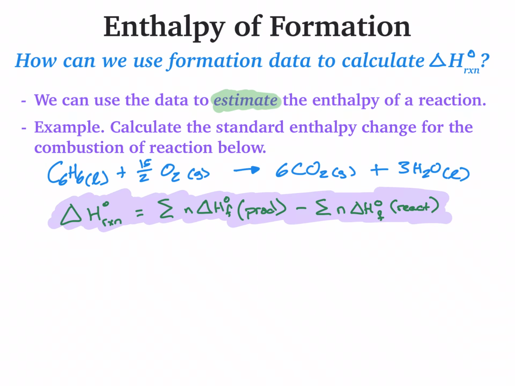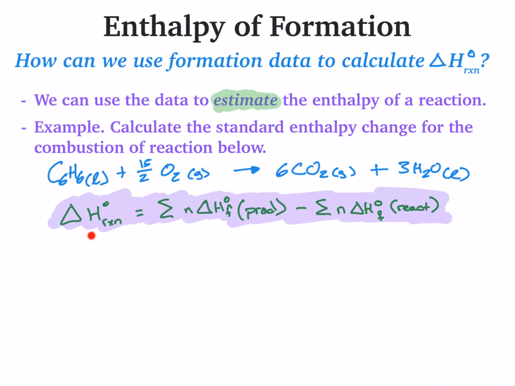So I mentioned that we could use this formation data to calculate the enthalpy of reaction overall. And it is a really, really good estimate for us. To do so, we use this rather ugly looking equation. So let's say we had this reaction right here, and we're calculating the standard enthalpy change for the combustion, which is just a type of reaction. So we're calculating this for this reaction right here.